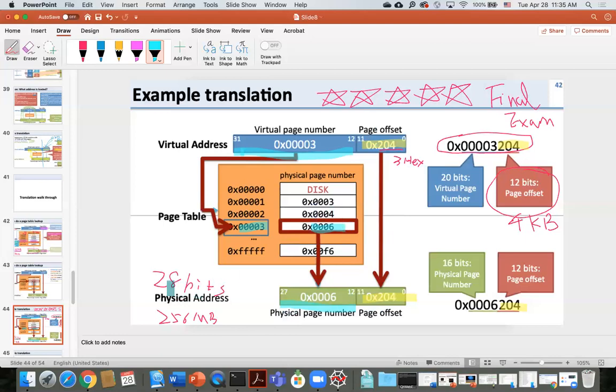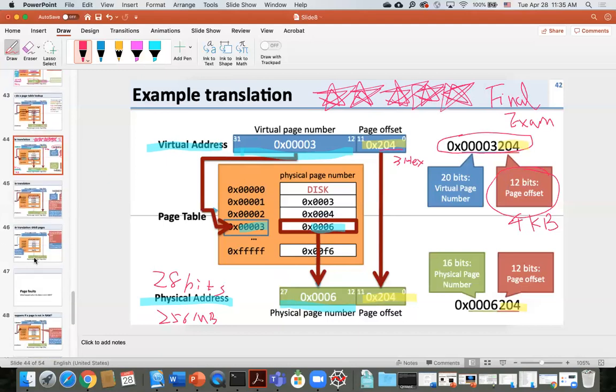So suppose I tell you the size of your physical RAM, give you the mapping table, and tell you the virtual address, you should be able to write out the physical address according to the virtual address. And this is what is required for your final exam. Okay, so you have to know this example, and it will be for sure on your final exam.